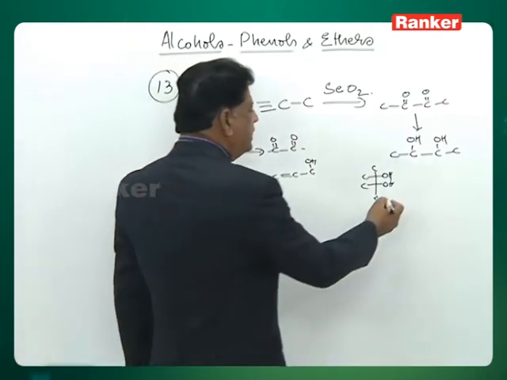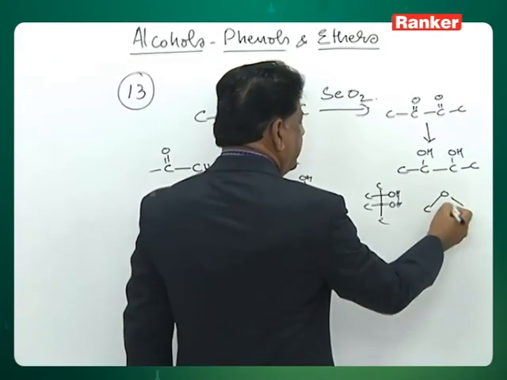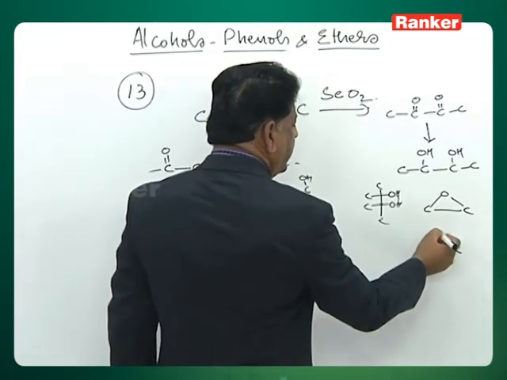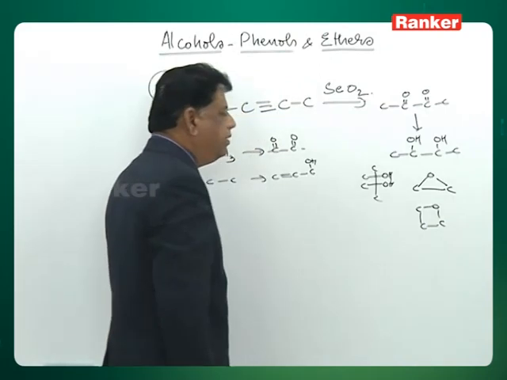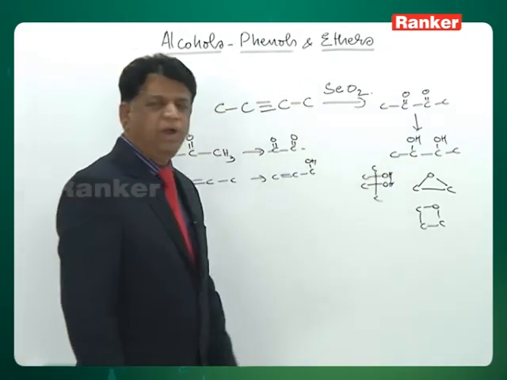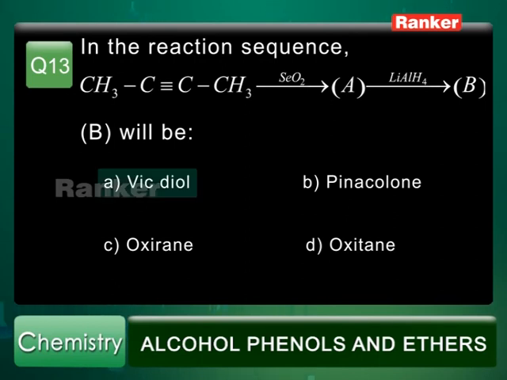Oxirane means it's a 3-membered ring, isn't it? Oxetane means it's a 4-membered ring. Oxygen in a 4-membered ring is oxetane. So these products are not formed. A vicinal diol is formed. Therefore, answer A will be the right answer.